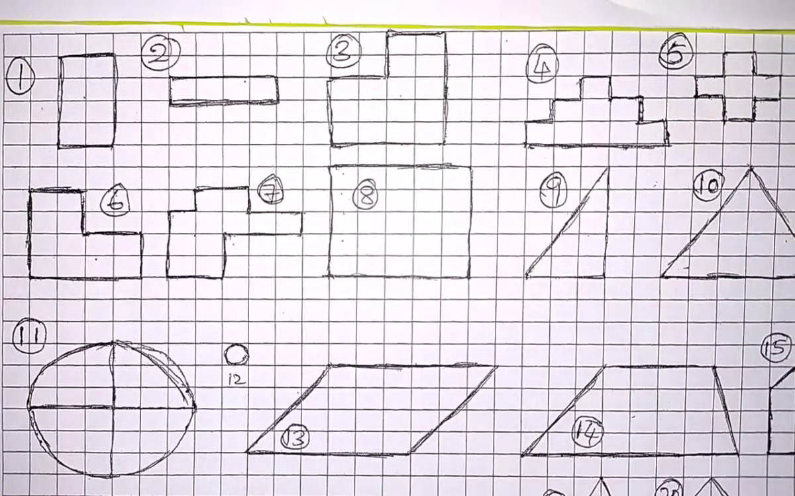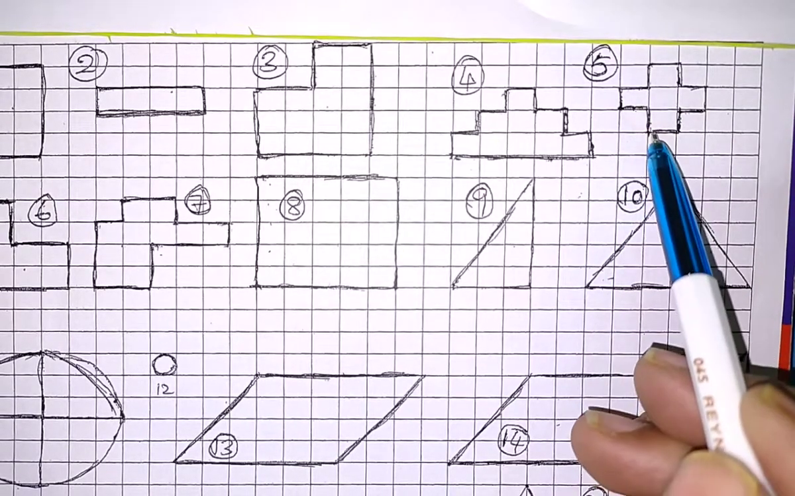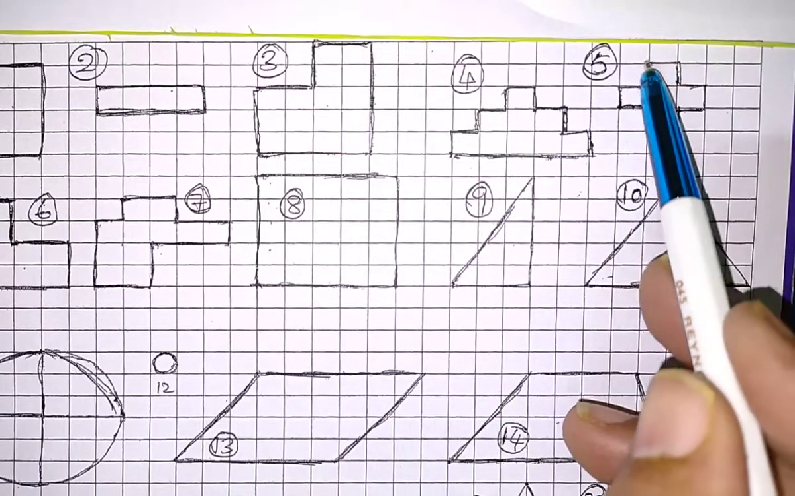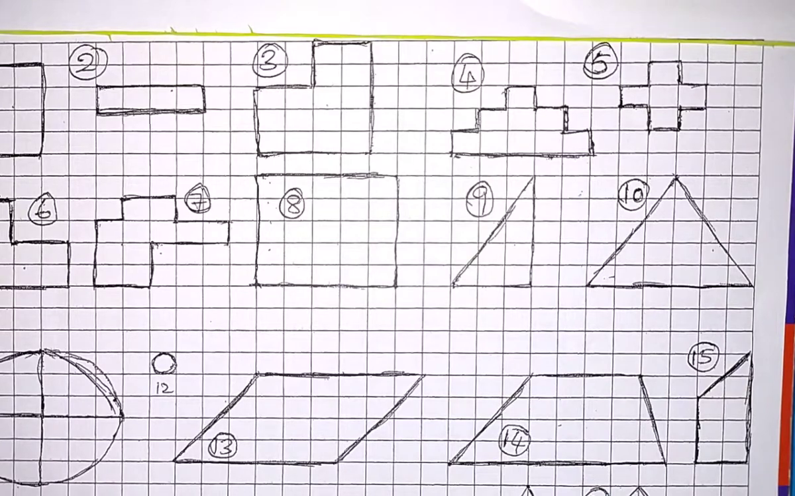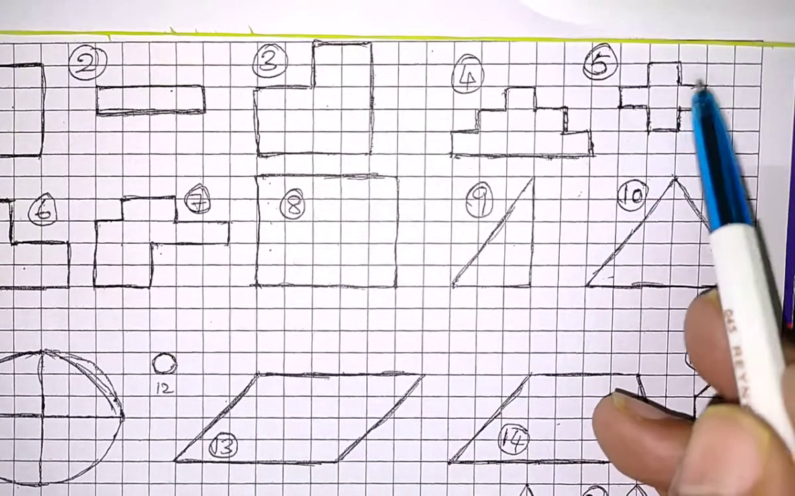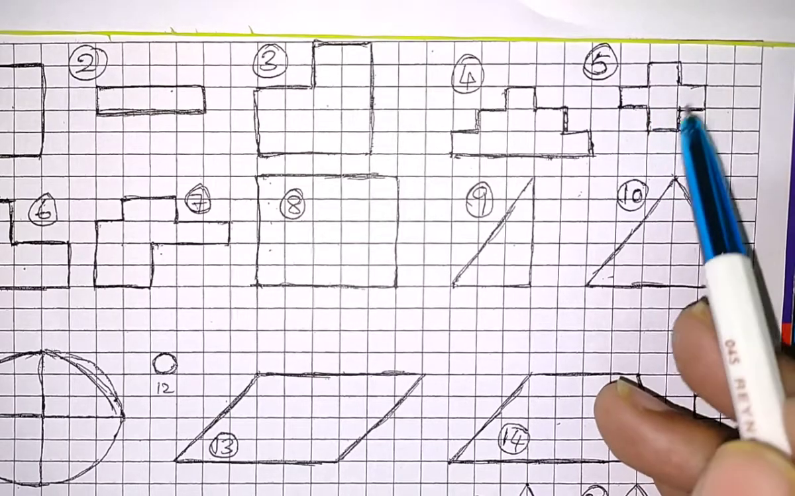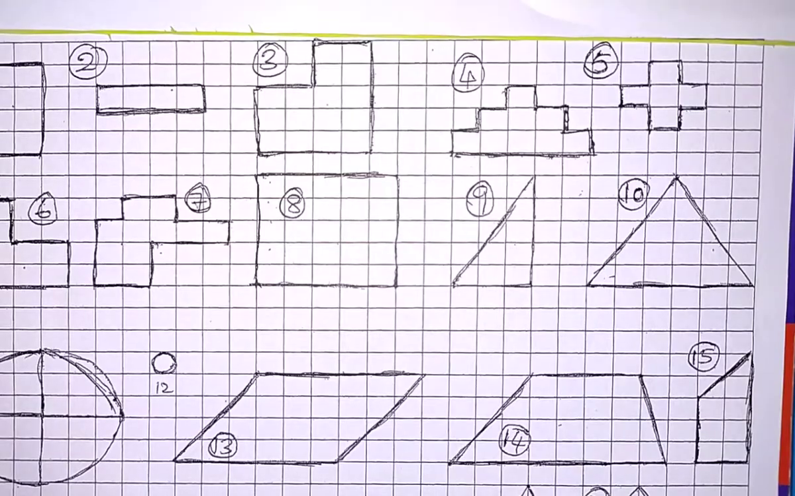Okay. Now comes the next question, fifth question. In this, I want to find the perimeter. I will start from this edge. 1 2 3 4 5 6 7 8 9 10 11 12. 12 units is the perimeter. Area, you can separate this square, this square, this square, this square, this square and add. Otherwise directly it is 5 square units. 1 2 3 4 5 square units is its area.